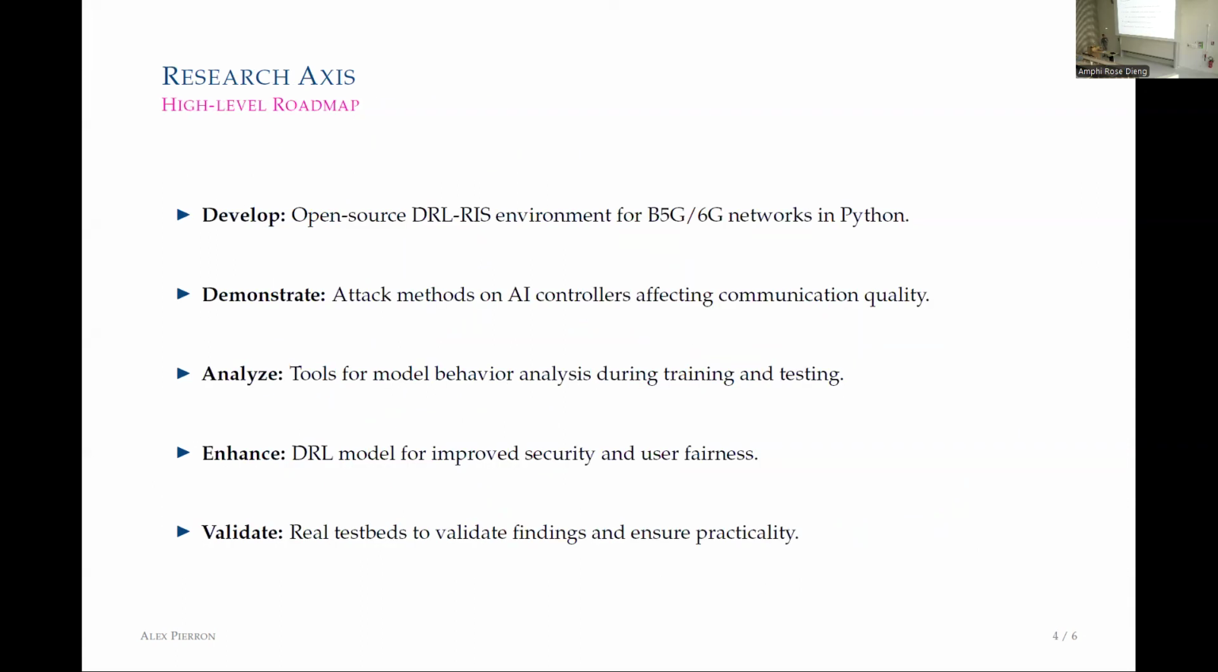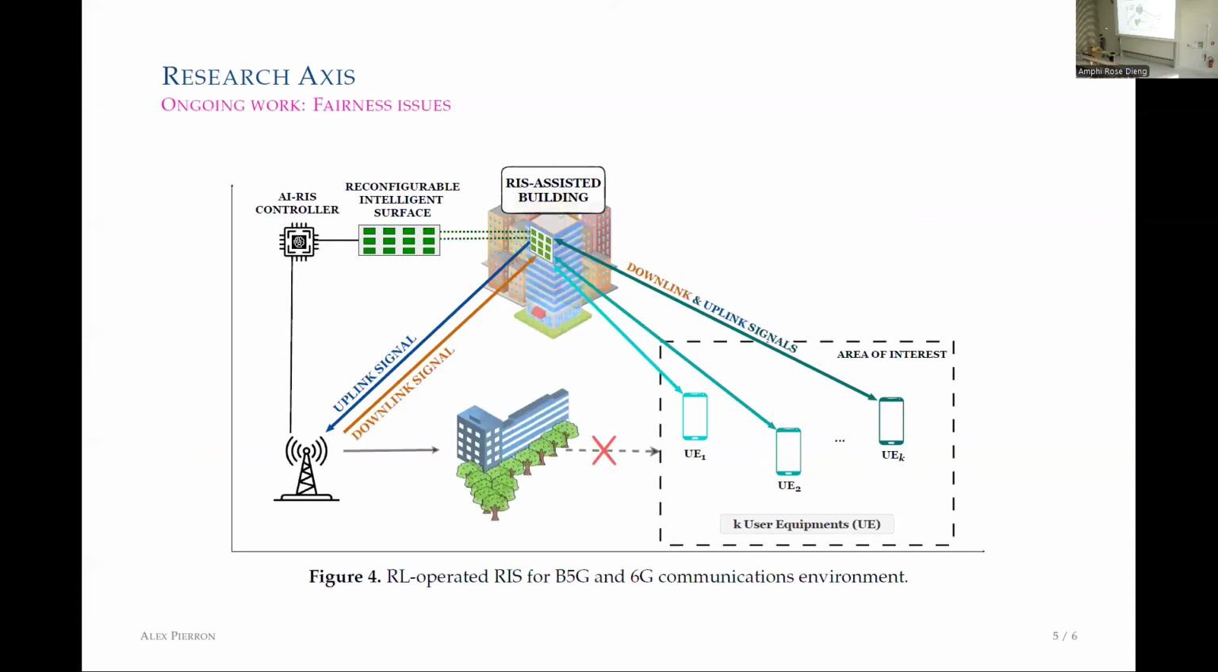So this is the high-level roadmap. I need to develop the simulation environment, and also demonstrate proof of attack using reinforcement learning in the flaws identified, then analyze, enhance the tools, and also validate maybe on real test beds, since it's a part of the PEPR, as I mentioned before. So this is the ongoing work, what I'm doing currently day to day. We are working on fairness issues because we have identified in the literature a very strong issue of fairness of sending the signal to the different users in a fair way. So that's what we are trying to investigate and correct.